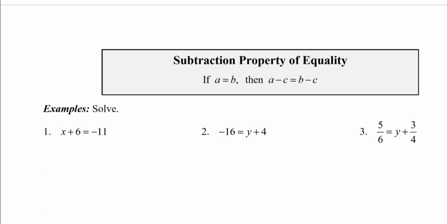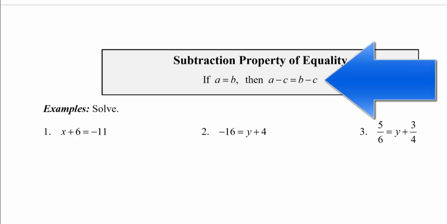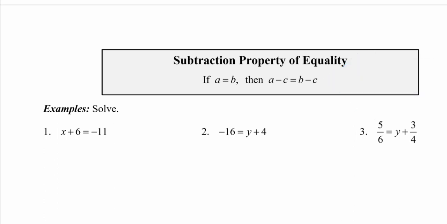So similarly, the subtraction property of equality, you're going to notice here that this time we're subtracting c from both sides of this equation. So this property allows us to subtract the same number from both sides of an equation and keeps everything equivalent, right? We're going to use that in our first example.